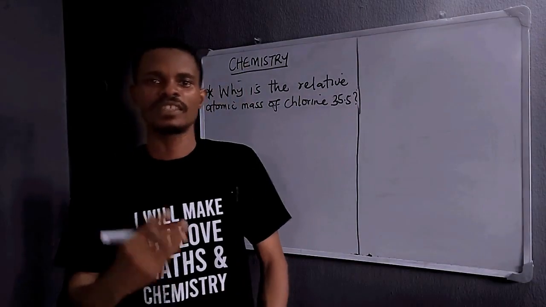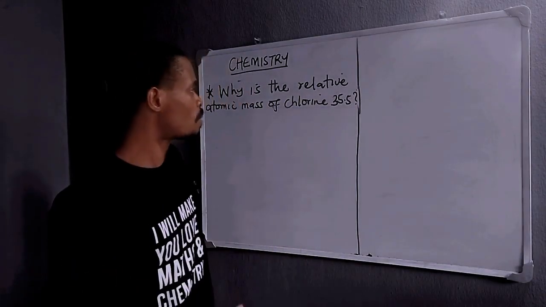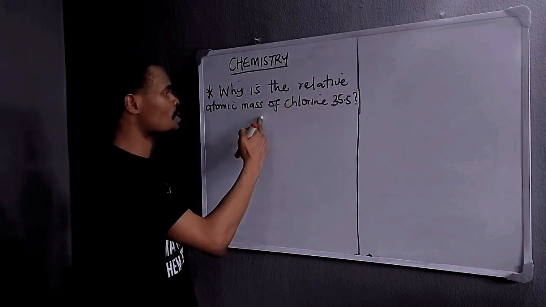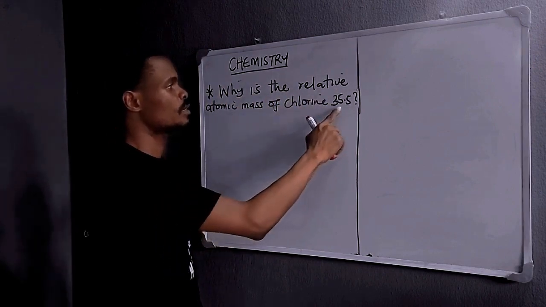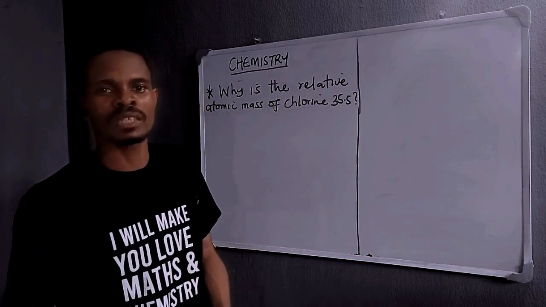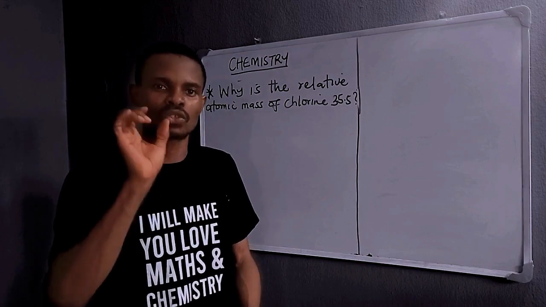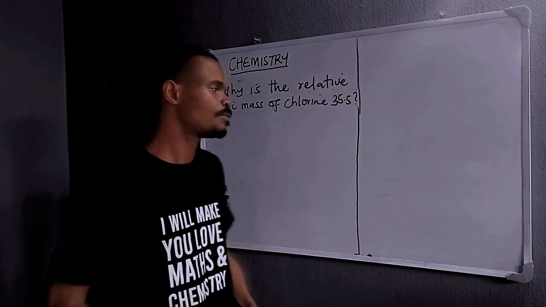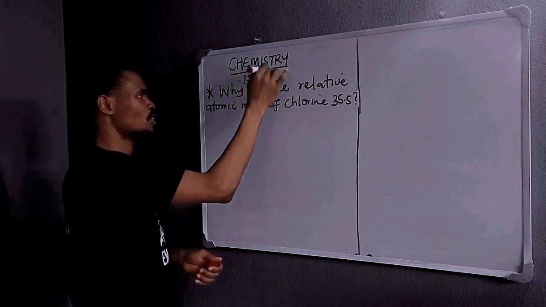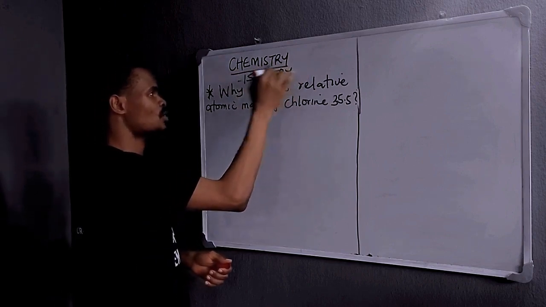Hello friends, in this video we shall be solving a problem on the board. The question says, why is the relative atomic mass of chlorine 35.5? That is to say, why is the relative atomic mass of the element chlorine not a whole number? Now, this brings us to the topic isotopes.